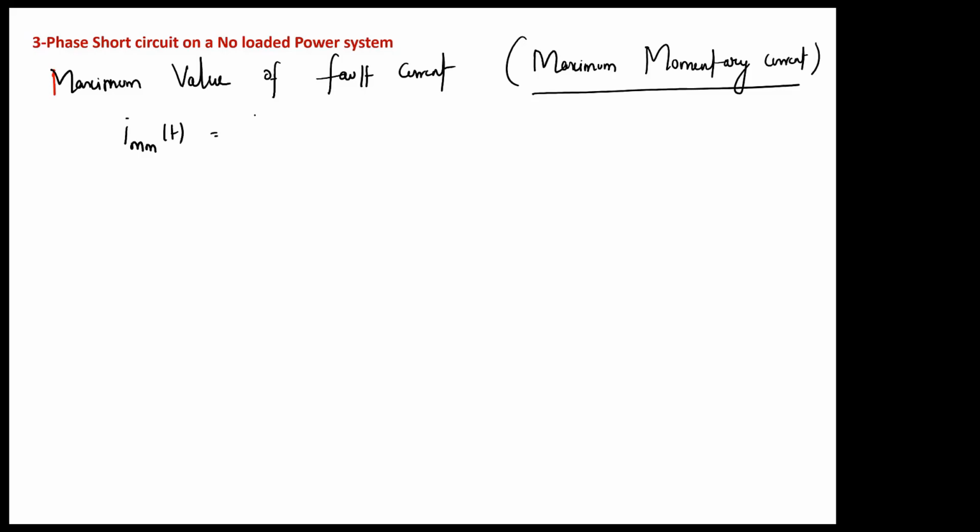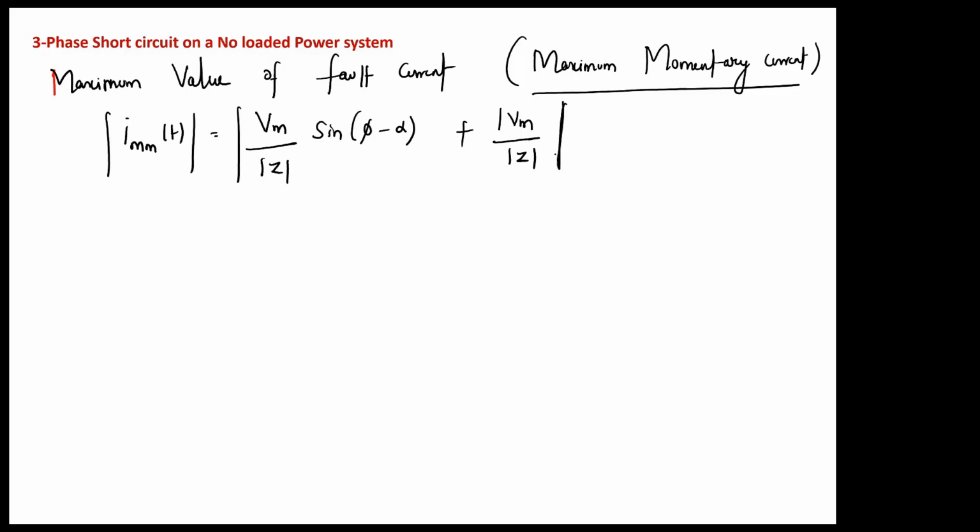So here in the first DC offset component, I am ignoring decay. It will become Vm by mod Z into sine of phi minus alpha. And here I am assuming the peak value Vm by mod Z. So this is the maximum value which can occur. This can be the maximum value that can flow where my symmetrical component is showing its peak value and my DC offset component has no decay, and both are additive in nature. So this is the maximum momentary current which can flow immediately after occurrence of fault.